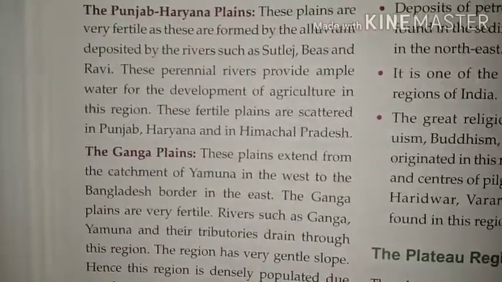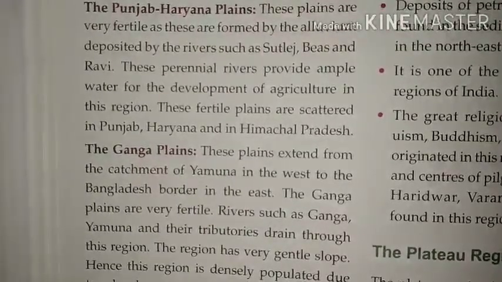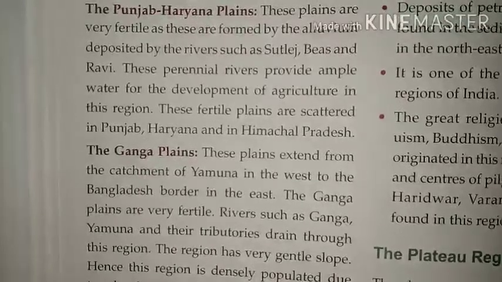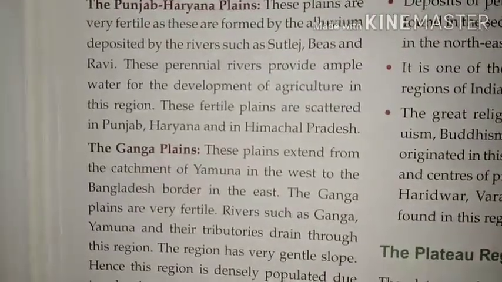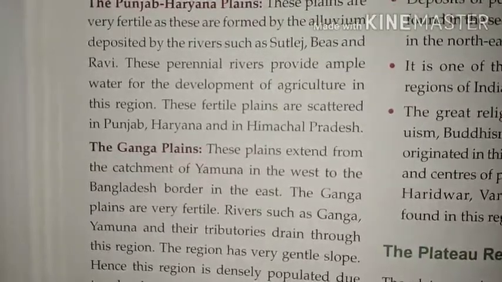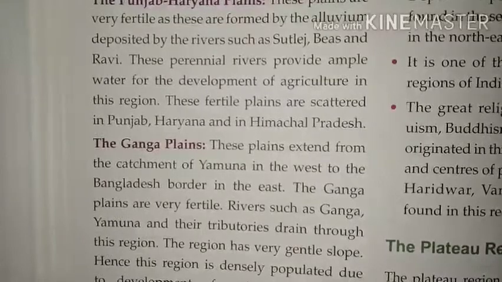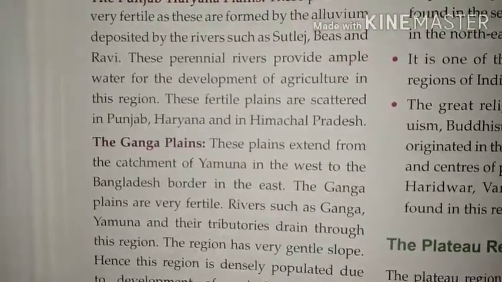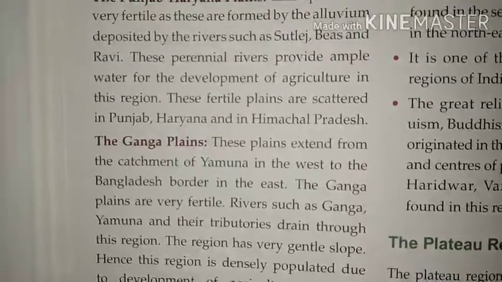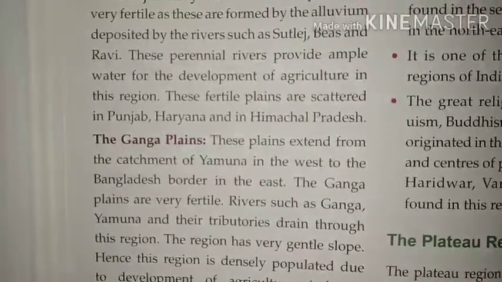Why are these very fertile? Because it has been formed by the alluvium deposited by the rivers like Satluj, Beas, and Ravi. Okay, and most of these rivers are perennial. That means it carries water all throughout the year. So these rivers are also a great source of irrigation for the region. All right, and these areas are known for agriculture.